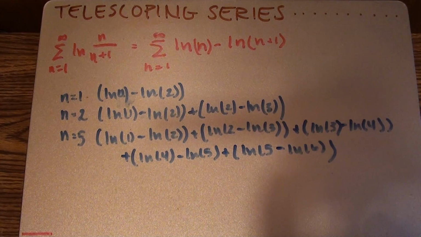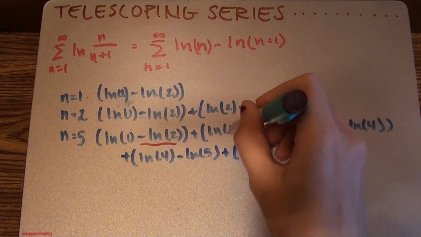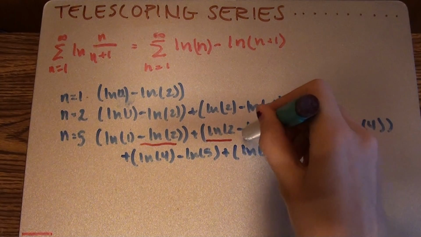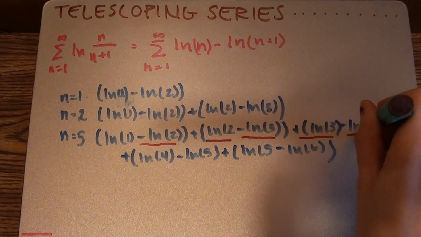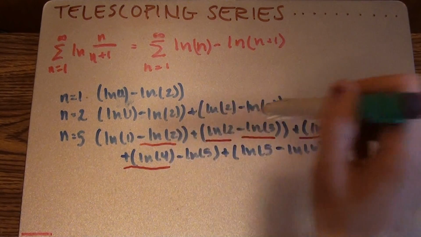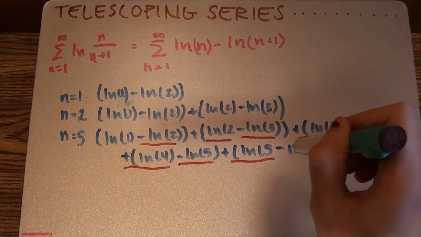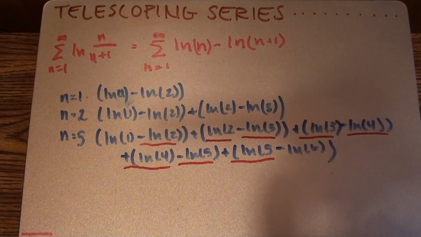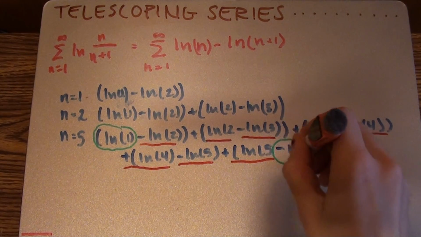Now when we look at this, we can start to see a pattern. We can see that we have some cancellation happening. What are some of the terms that cancel? We have negative ln of 2 and natural log of 2. We have negative ln of 3 and positive natural log of 3. We have a negative natural log of 4 and a positive natural log of 4. We have a negative natural log of 5 and a positive natural log of 5. So really our only two terms left in this series are our first term and our negative last term.